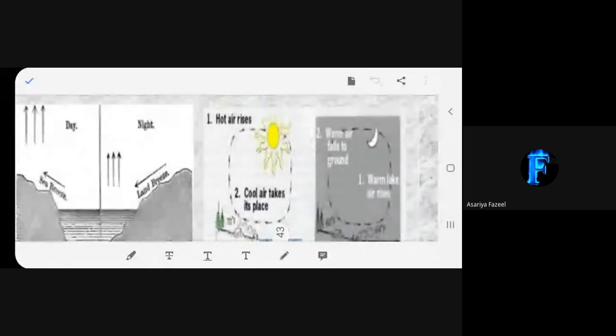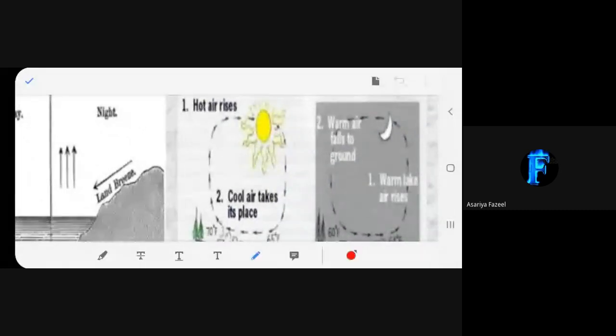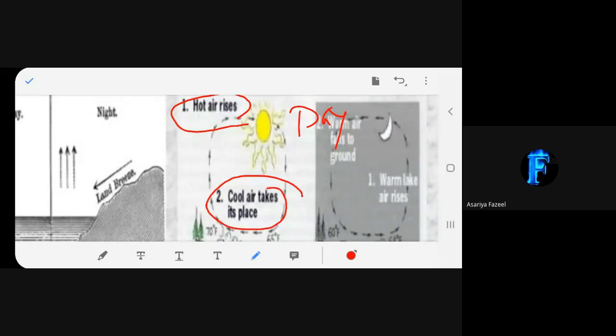What exactly is happening? The hot air rises, right? Because in the daytime, this is day, the hot air rises. And the cool air takes its place. That's what I showed you just now, because there's an empty space over here. The hot air goes up, an empty space is created, and the cold air from the sea rushes in and takes its place during daytime. Is it clear? So what is this breeze called? Sea breeze, because the breeze is coming from the sea.